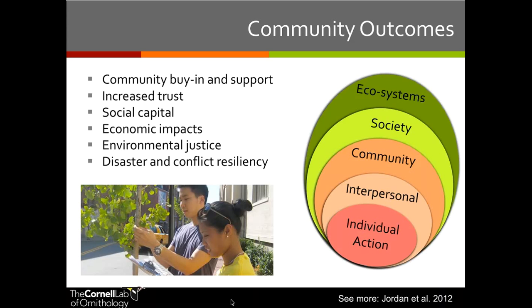I personally am really interested in this, so I think we'll be seeing a lot more of these kinds of studies and investigations to really try to understand better the role of citizen science in communities.